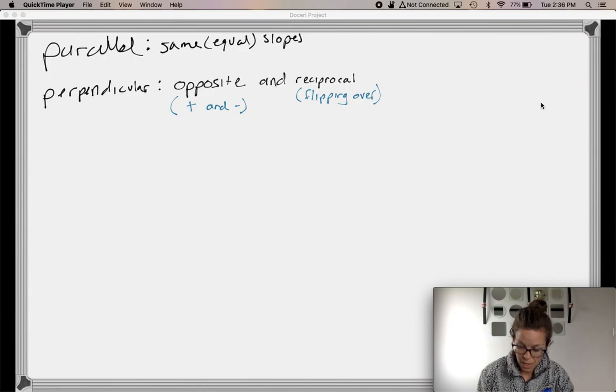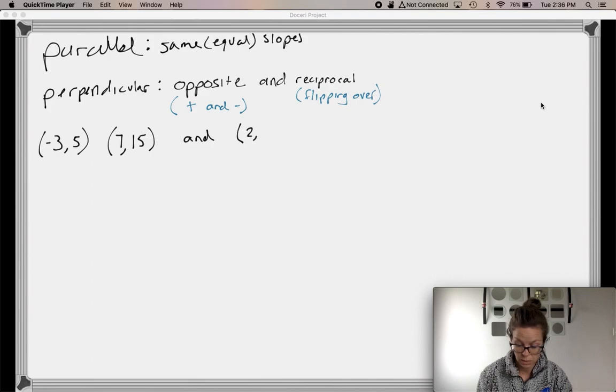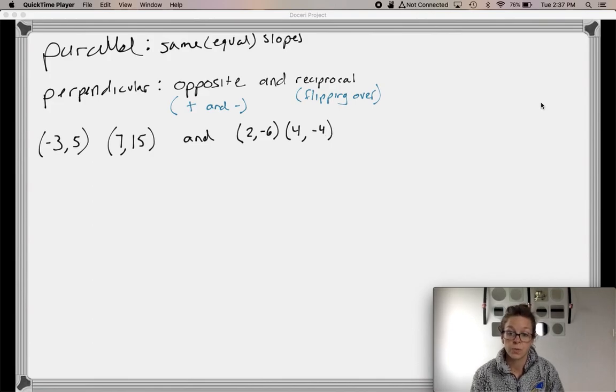All right, first example, let's say that I have points located at (-3, 5) and (7, 15). Those points make one line, okay? And my second line has points at (2, -6) and (4, -4). So those first two points, connect the dots, make one line. Second two points, connect the dots, make another line. What do we know about those two lines? Are they going to be parallel, perpendicular, or neither, right? Because lines don't have to be parallel or perpendicular. They can just be lines that intersect at some angle that's not a right angle. So what kind of lines will these be?